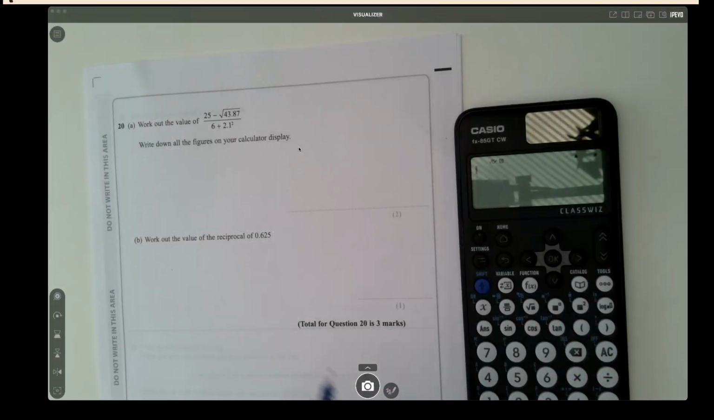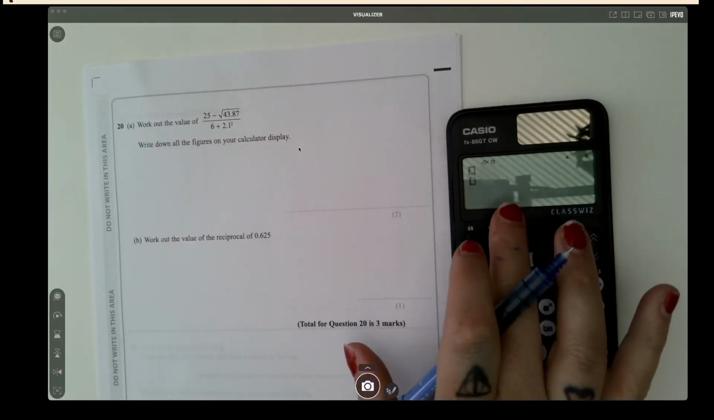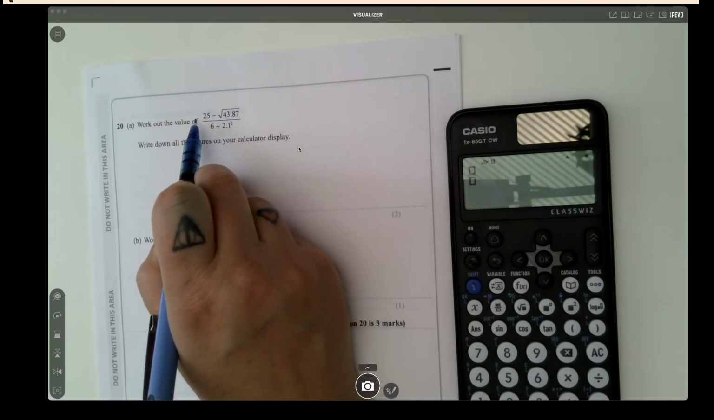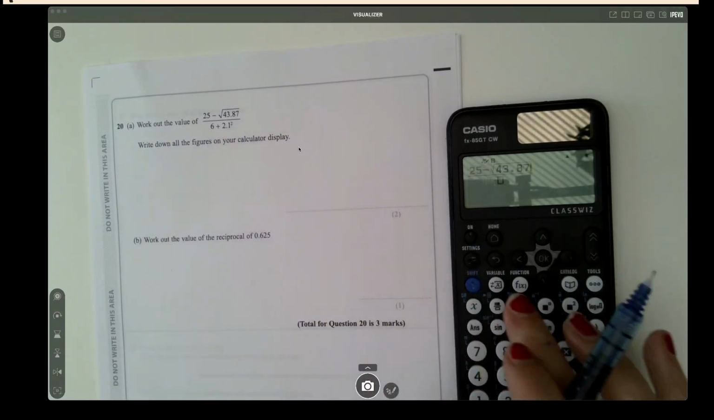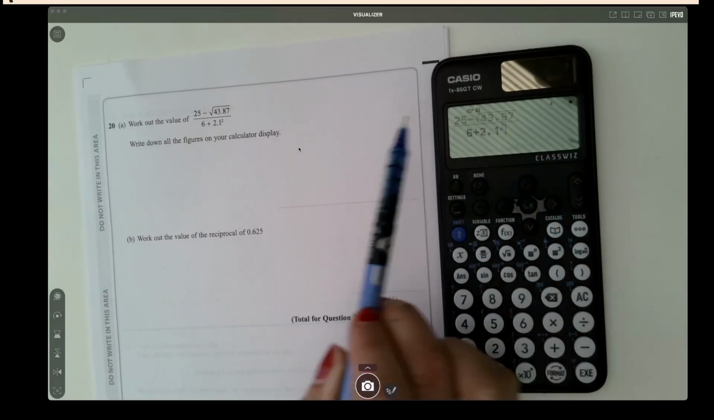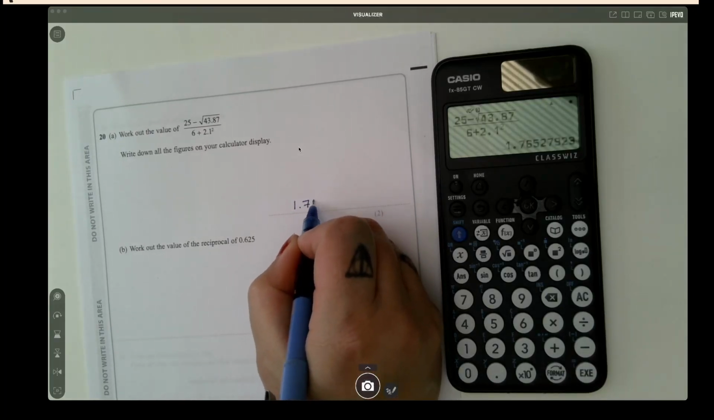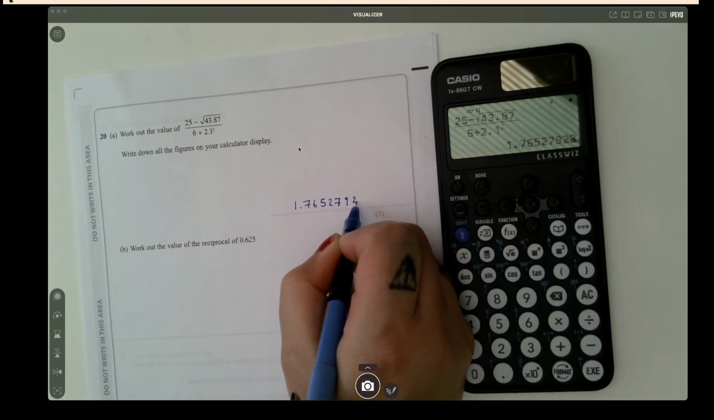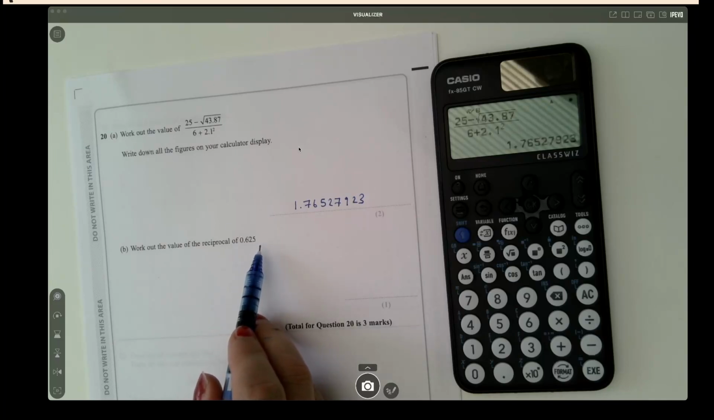20A. Work out the value of this calculation. Write down all the figures on your calculator display. So I'm going to start by pressing the fraction button because everything's in a fraction. Now I'm going to type in the numerator. So I've got 25 subtract the square root of 43.87 on the top. And then if I go down, 6 plus 2.1 squared on the bottom. Make sure what you see here matches what you see here. And then press equals. So 1.76527923.